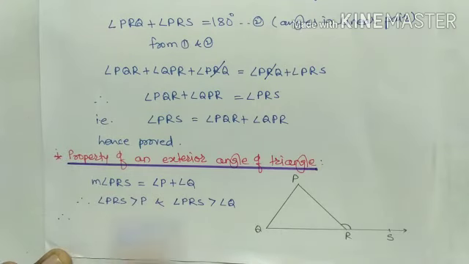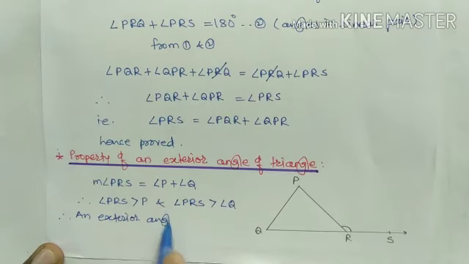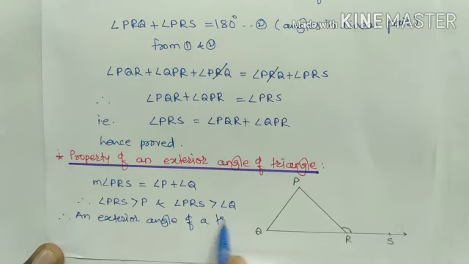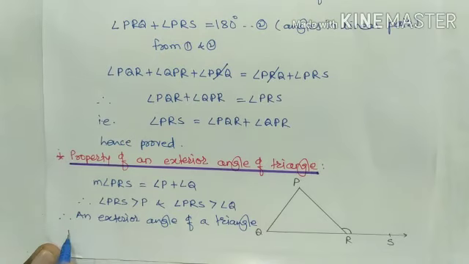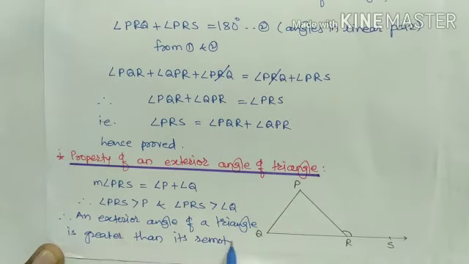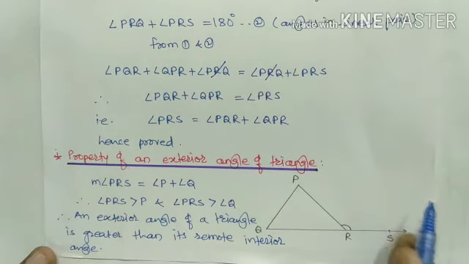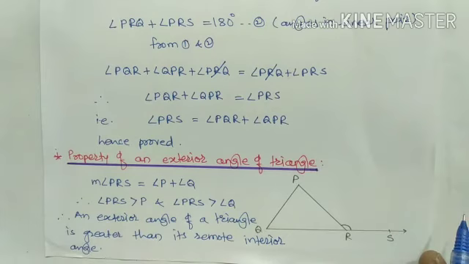Therefore here we write the property: an exterior angle of a triangle is greater than its remote interior angles. The exterior angle is always greater than its remote interior angle. This is the property of an exterior angle of a triangle.